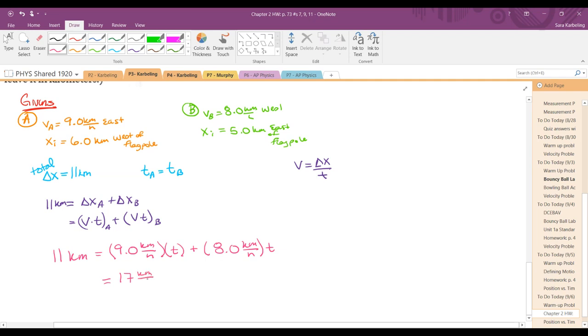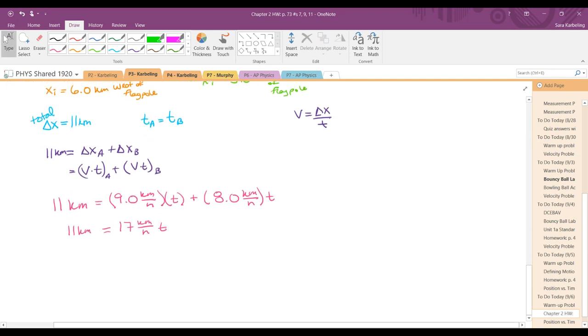17 kilometers per hour times t is equal to 11 kilometers. Now what do we do? Divide. Divide 11 by 17.